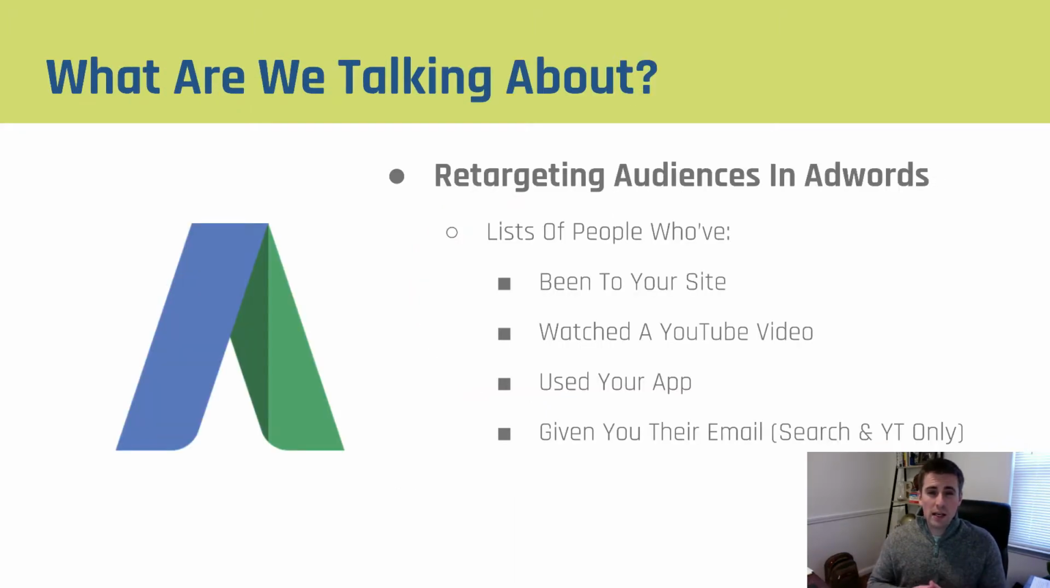So in this video, we're talking about how we build retargeting audiences in AdWords. When we talk about retargeting audiences in AdWords, this is what they consist of. We can build lists of people who've been to our site, watched a YouTube video of ours, either organically or as an ad, used our app, or given us their email address, now they're a part of our customer list. Now, one caveat here, something that's kind of confusing for people: with the customer list, you can only use those to advertise on Google search or on YouTube. Unfortunately, right now, we're not able to leverage that on the display network. I hope that changes, but that's the facts as of today.